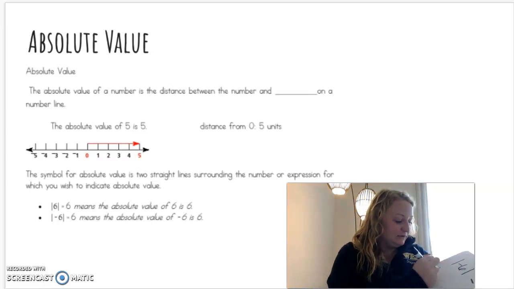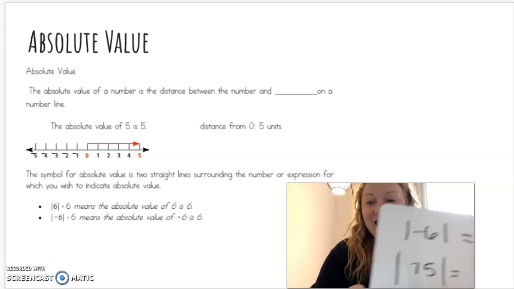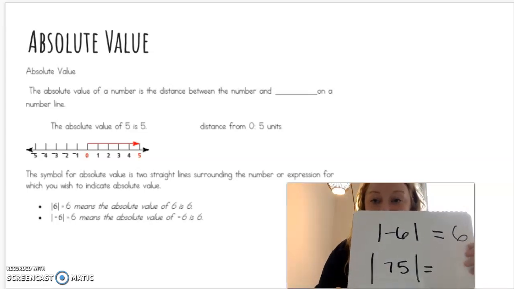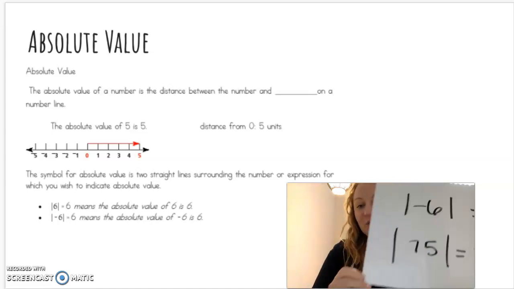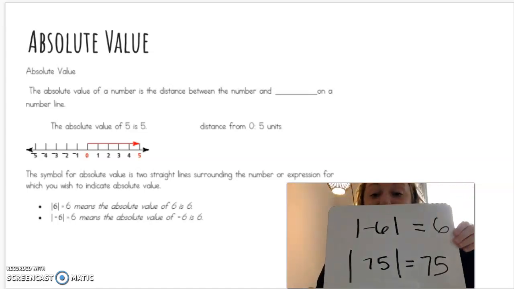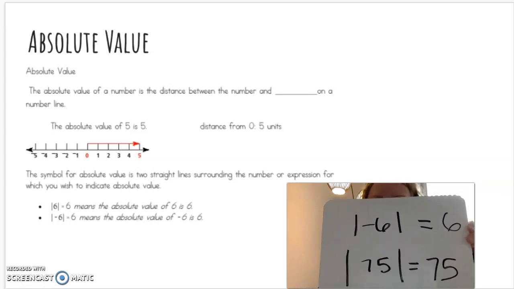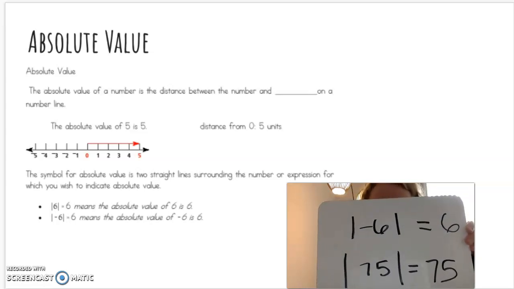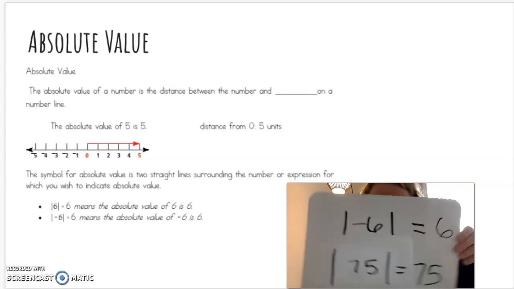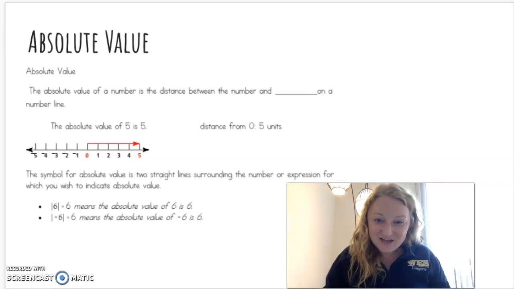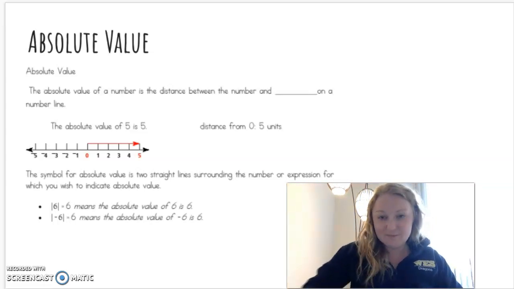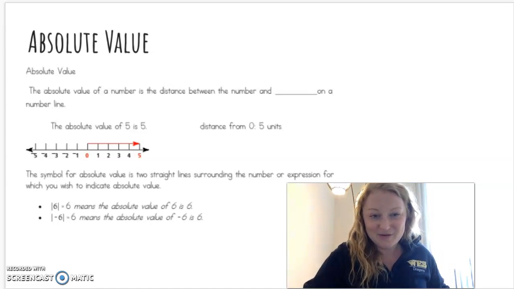How about the absolute value of 75? How far away is 75 from 0? It's 75 hops. Hopefully you are noticing a pattern here, that absolute value is always positive. Absolute value is always positive because it's just counting the hops that a number is from 0.